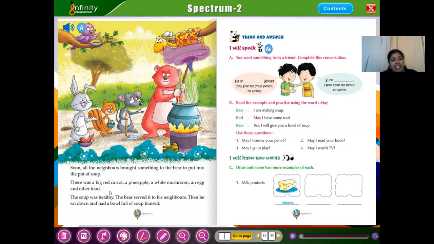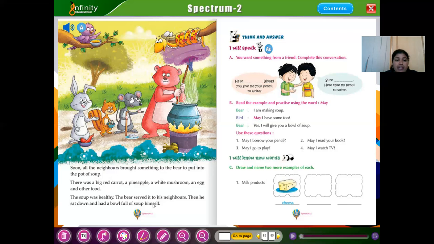So when the bear started making soup himself, one after another all the neighbors came out and asked for the soup from the bear. And when he told them that if you give some food to put in, it will become very tasty, then one after another they brought many things like red carrot, pineapple, mushrooms, egg and other food. Okay, children, the soup was now very healthy because it added many grains, vegetables, fruits and all those.